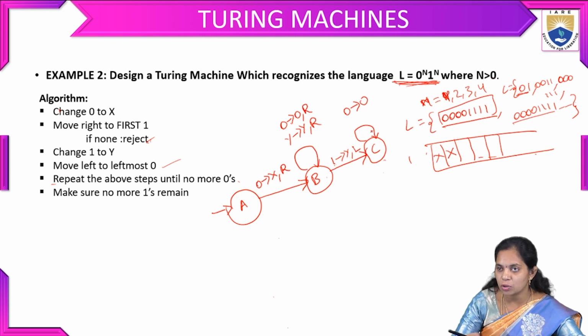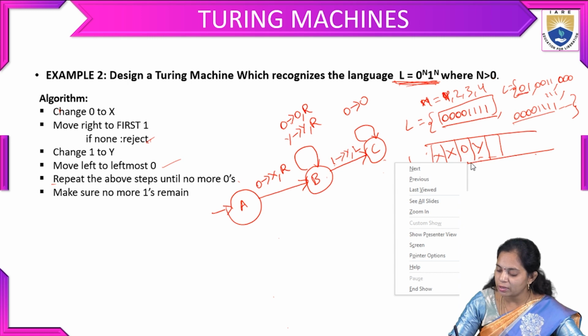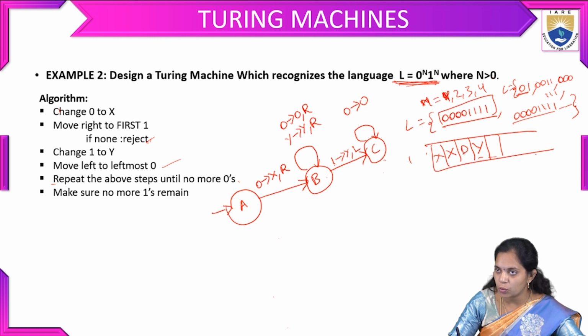In the left direction also, we have to follow like this. So here 0 is there, so Y is there. So after this Y is replaced and 0 is there, we have to move to the left direction. In the left direction, when we find 0, we have to replace it with 0 and move to the left direction.